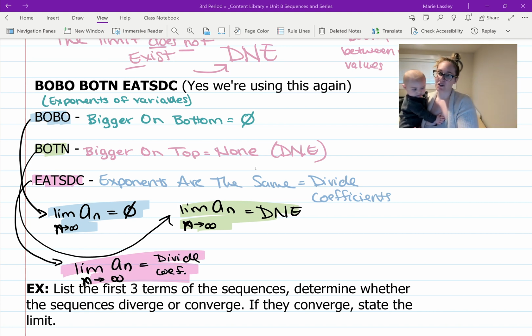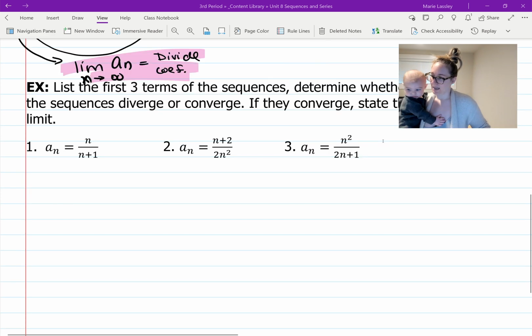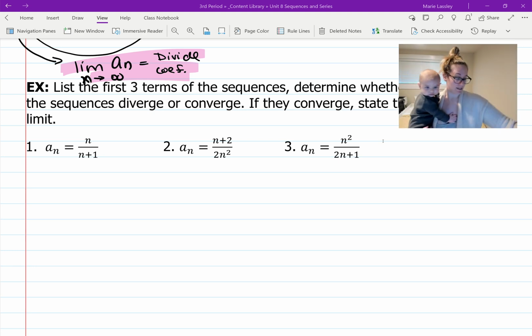It's actually pretty easy, and it's a skill that we've basically already done. So here are our examples. It says list the first 3 terms of the sequences and determine whether the sequence diverges or converges. If they converge, state the limit. Number 1. We want to find the first 3 terms. So a sub 1: we plug in a 1 for n. So we have 1 over 1 plus 1, which is 1/2.